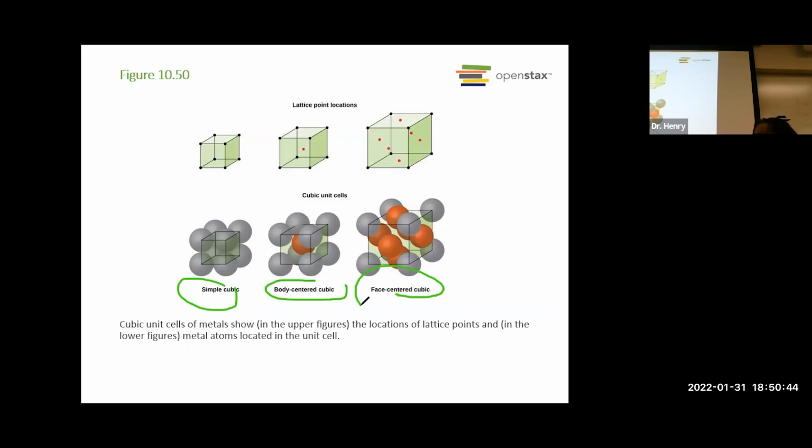Body center means that you also have a sphere in the middle as well as spheres on the lattice points, okay? Face center means that you have a sphere on each side. So there's a sphere here, here, here, here, and here, as well as a sphere at each lattice point.